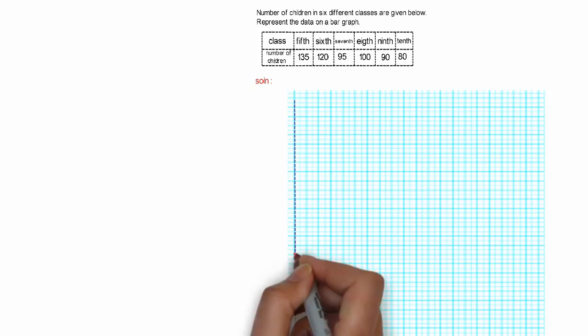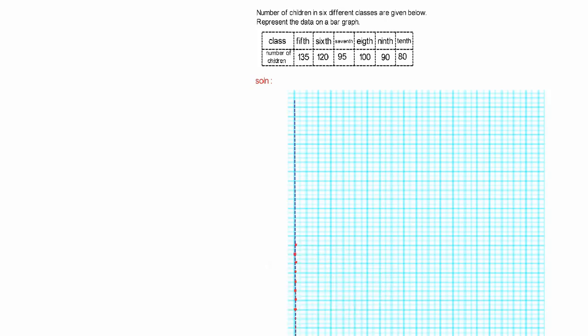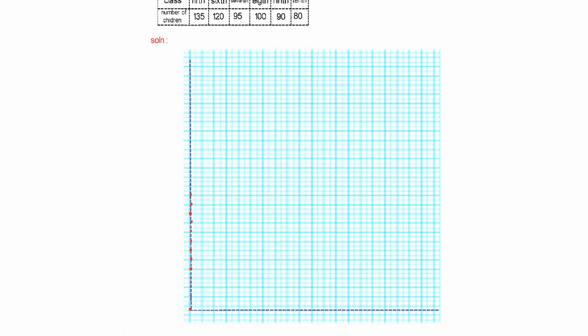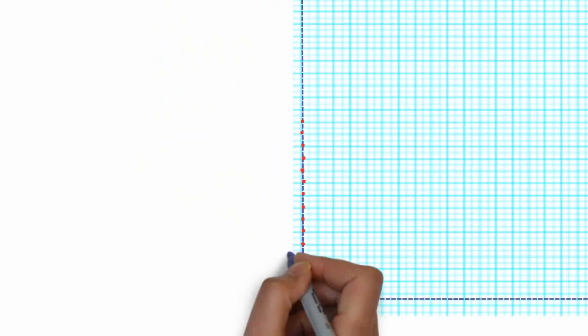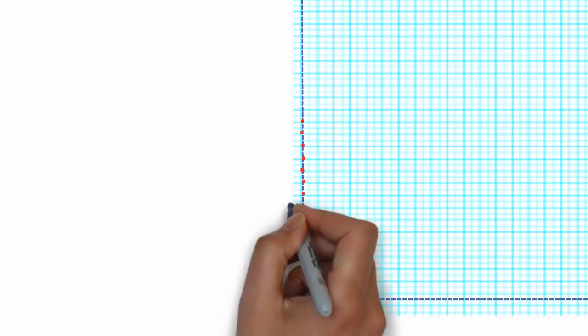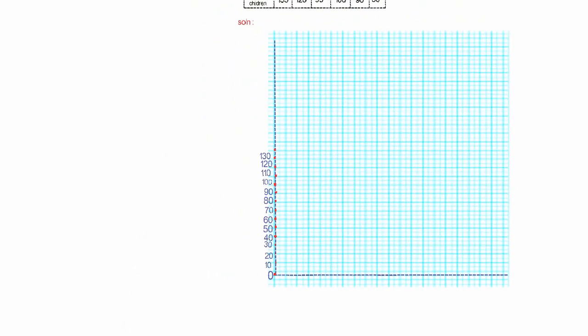So here we are marking the points covering each box, each unit box. This is 0, 10, 20, 30, 40, 50, 60. We are taking a gap of 10 and we'll move to the number 140 at the last because the largest number in the table we have is 135. So the last number is 140.